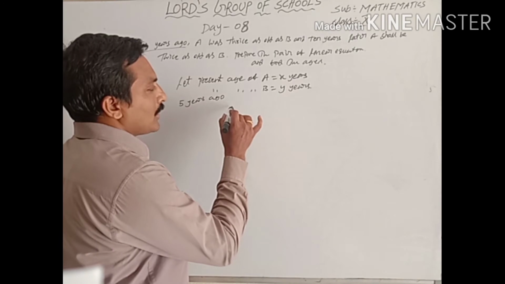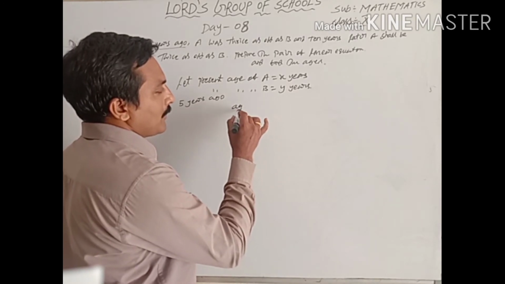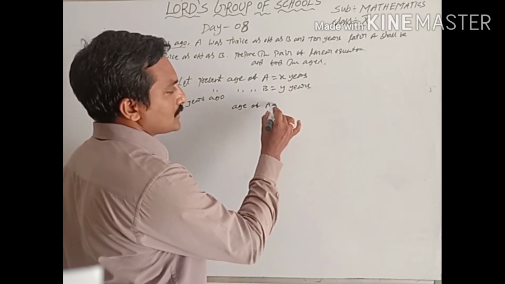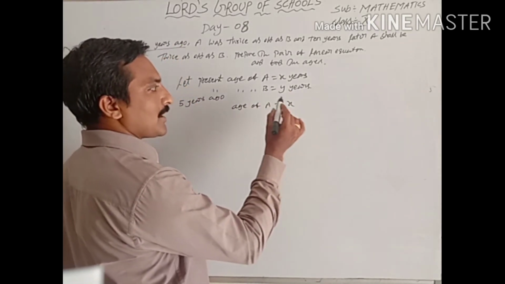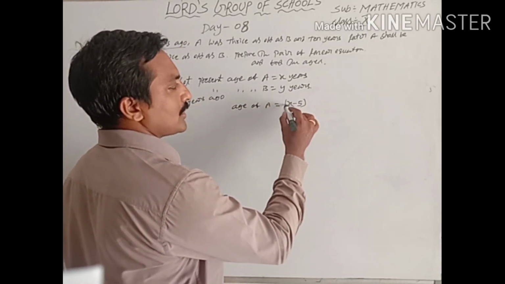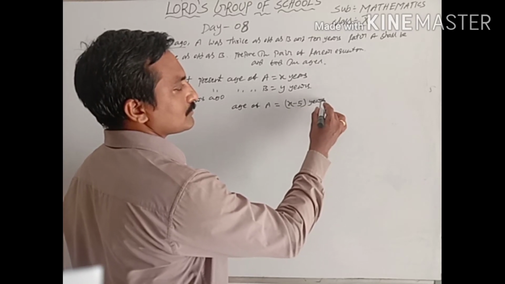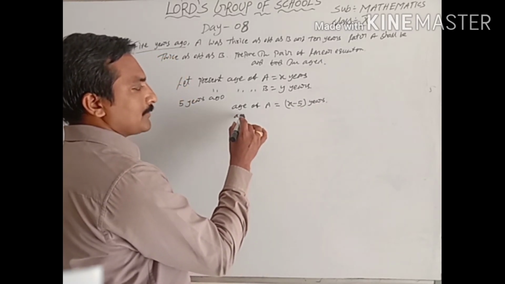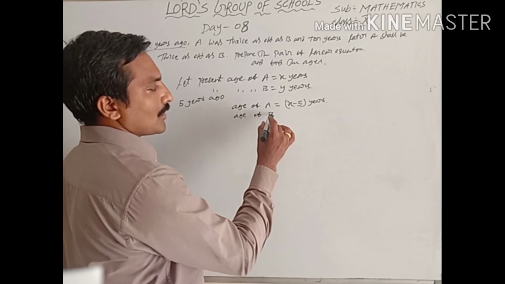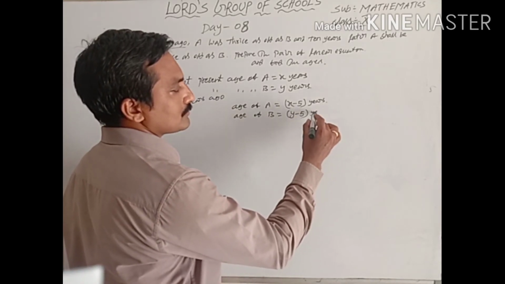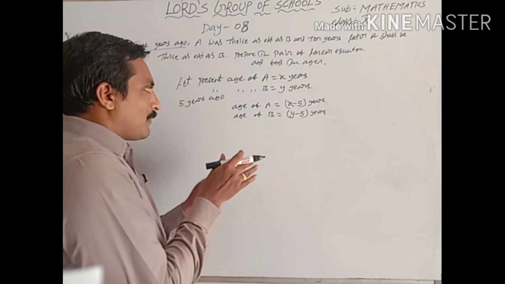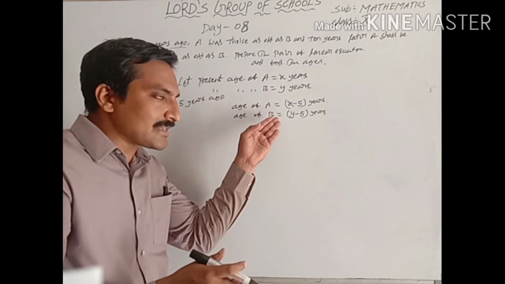Let the age of A be present X. You need 5 years ago, that's why X minus 5 years. Age of B is Y minus 5 years. Okay, 5 years ago, the two persons' ages, you got it.